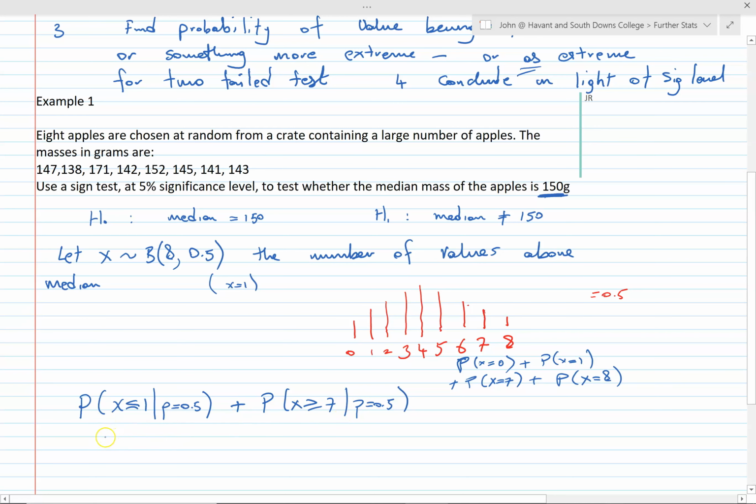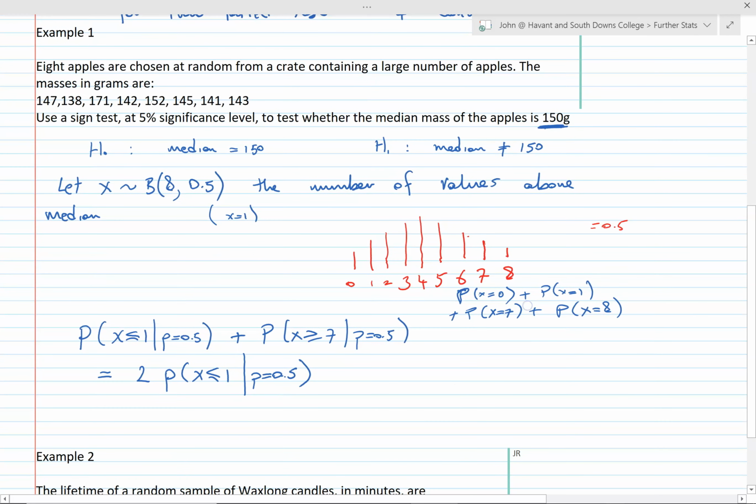And it's also going to be useful to use symmetry here, because we've got p equals 0.5. These 2 are going to be equal to these 2. So we can say that that's 2 times the probability that x is less than or equal to 1, with p equal to 0.5.